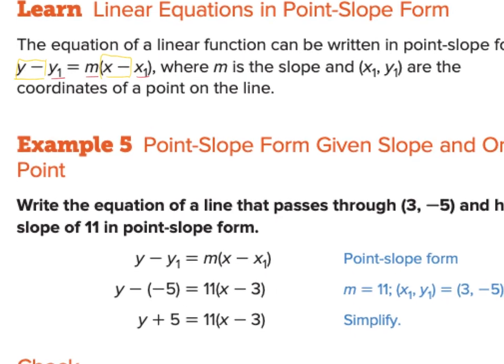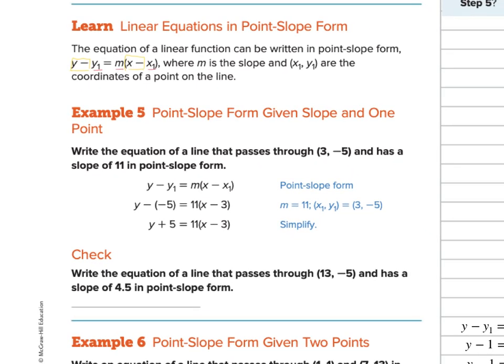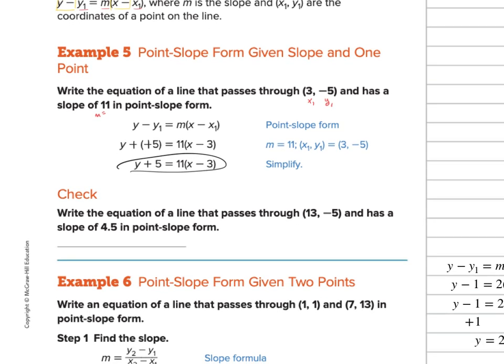All right, so point-slope. Here, write an equation of the line that passes through here, my x, my y, and it has a slope of 11. So we just substitute those values in. Here, my y1 is -5, my x1 is +3, and then my slope was 11. So a negative times a negative becomes a positive. So here is my point-slope form. And then it says write that equation.